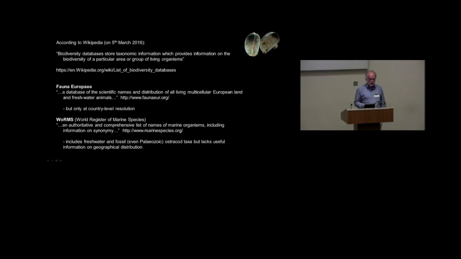The WoRMS database, the World Register of Marine Species, an authoritative and comprehensive list of names of marine organisms, including information on synonymy. Okay, so why does it include freshwater ostracods and fossil ostracods? Is this the best way of measuring biodiversity? And it includes an awful lot of junior synonyms and so on as well. I suspect I might get an answer to that question later on from another speaker.